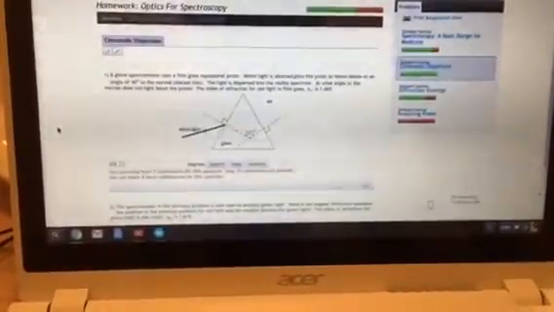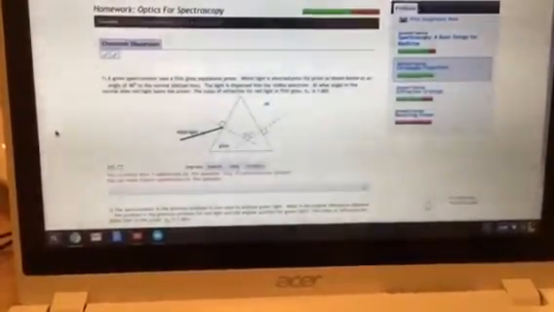Good evening, guys. Here we are on the eve of the final. It's about 2 a.m. and I can't sleep. And so I'm going to take us through the chromatic dispersion component of optics for spectroscopy.